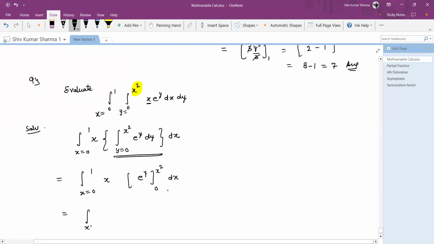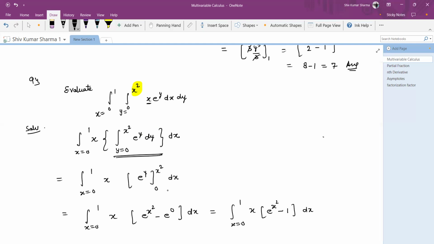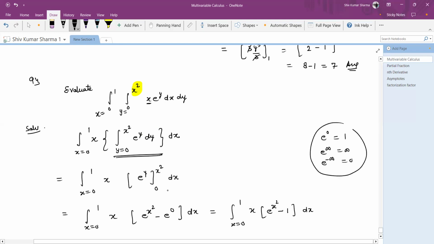So we can write this as the integral 0 to 1 of x, and when we apply the limit, e raised to the power x square minus e raised to the power 0, into dx. So this gives us x from 0 to 1 of x into e raised to the power x square minus 1, into dx. You remember, e raised to the power 0 is 1, e raised to the power infinity is infinity, and e raised to the power minus infinity is 0.